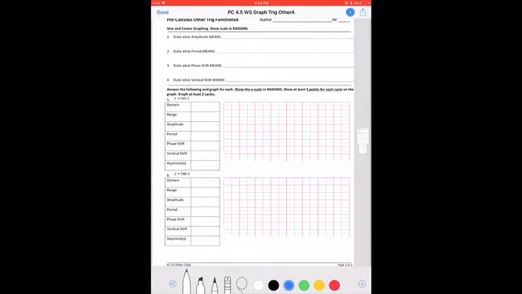Alright, so I'm going to go over one of the forms, which is in Google Classroom labeled just as the 4.5 worksheet graph trig other version A. So first we're going to start with number 5 because we should know 1 through 4 already. So we're going to try to graph the secant of x.